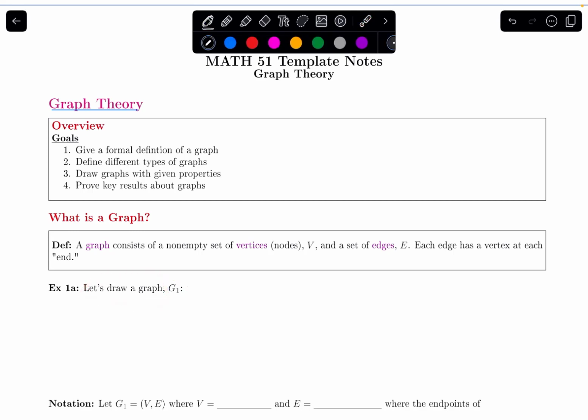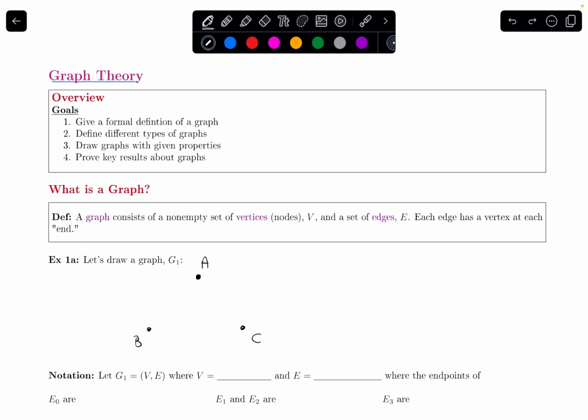Okay, so the vertices I'm going to represent with dots. So let's say that there's a vertex A, another vertex B, and another vertex C. So these are the vertices, or I sometimes call these nodes. And anytime I draw an edge, I'm going to represent that with a line. So maybe there's an edge between A and B. I can either draw an edge with a straight line, but it doesn't have to be straight. It could also be curvy.